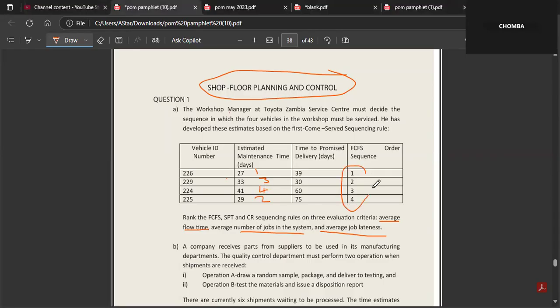So this sequence for the first come, we will not use it. This was the first come, first served. It was the way it was. We just started it. So we're going to do a table based on shortest processing time. So you rank these based on shortest processing time. Is that okay?